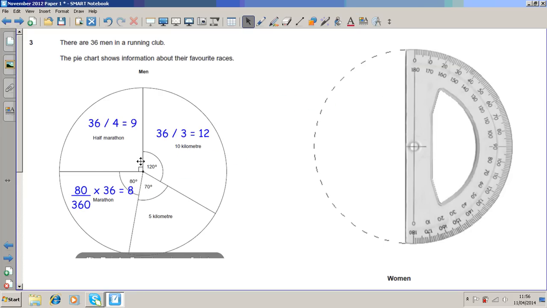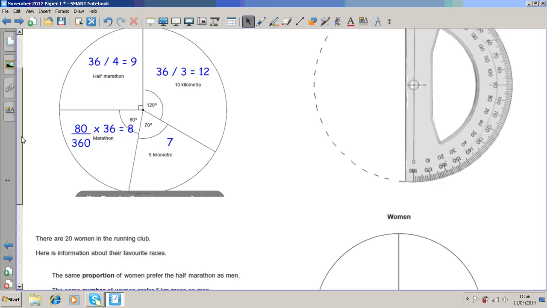I guess the other thing you could do is spot by now that 120 is 12, 90 is 9, so you just take off a 0, so that'll be 8. And then that one there is going to be 7. That would have probably been a lot easier to spot a bit sooner. And 360 divided by 36 is 10, so if you divided your angles by 10, you got your answer. So now we know how many men there are that like to do the different things.